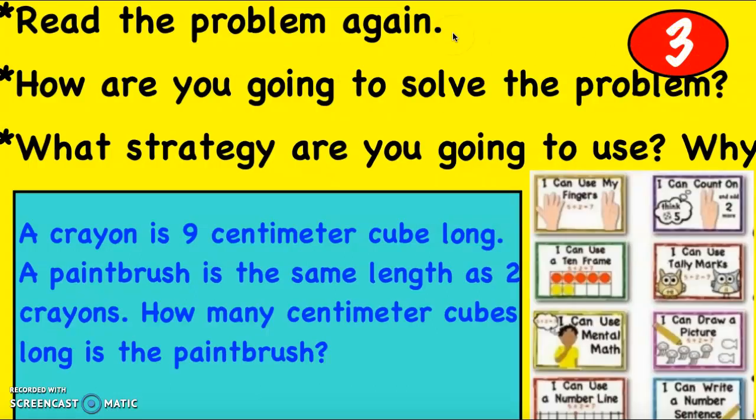Our third step will be to read the problem again. Now you're going to ask yourself, how are you going to solve the problem? What strategy or strategies are you going to use and why? Remember to at least pick 2 different strategies to show your thinking.